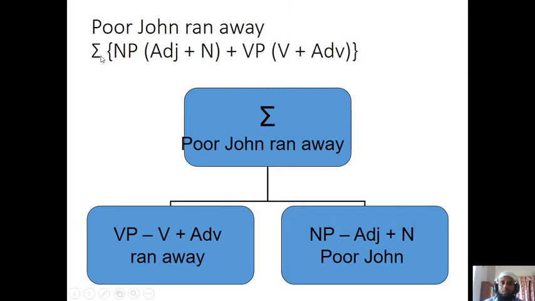Here it is the sign of a summation. It means sentence, and sentence consists of the sum of all these elements. You have a noun phrase, and noun phrase consists of adjective and noun plus verb phrase, which consists of here verb and adverb.